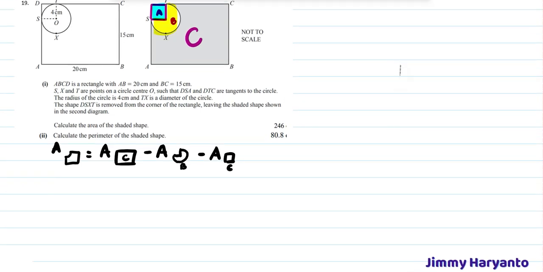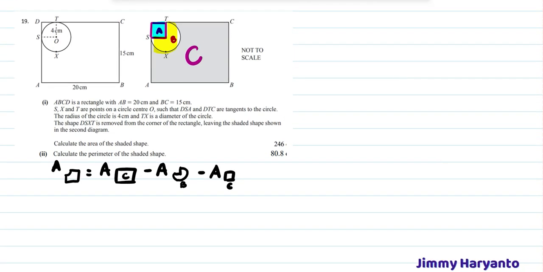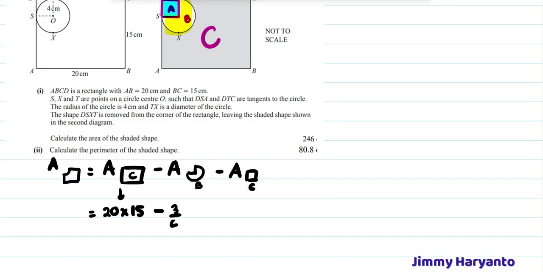Okay, to find the area of the shaded shapes, you have to break them down like this, and then you will only have to use the formula for the rectangle: width times length, minus, for the 3/4, 3/4 times pi times r squared. The radius equals 4, and minus the square, which is 4 times 4. Okay, let's calculate this. 20 times 15, minus 3/4 times pi times 4 squared, and then minus 16 equals 246.3.